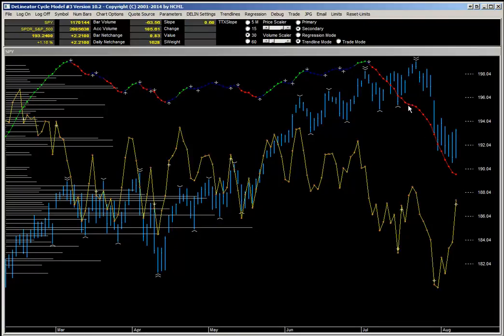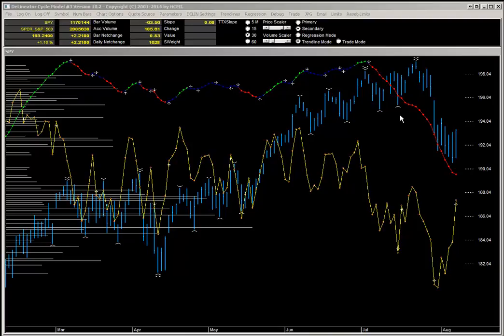When the secondary is red, we're in a down cycle. When the secondary is green, we're in an up cycle. When the secondary is blue, we're in no cycle, neither up nor down. And again, the arrows are slope changes. They're not buy or sell signals. The yellow line here is the slope line, as it is in the primary, but it's the slope of the secondary, and our chevrons are as they are on the primary. They identify support and resistance.